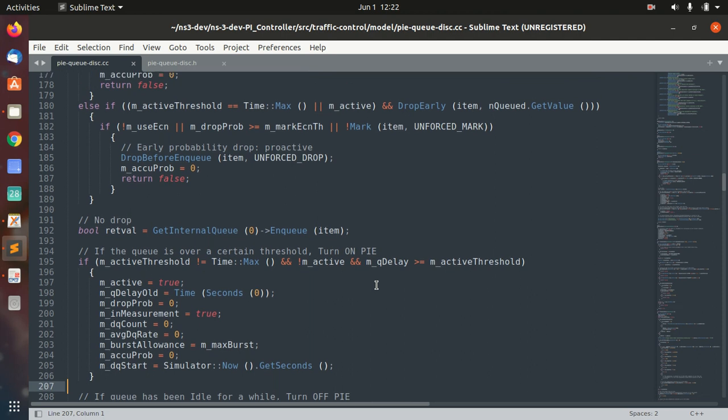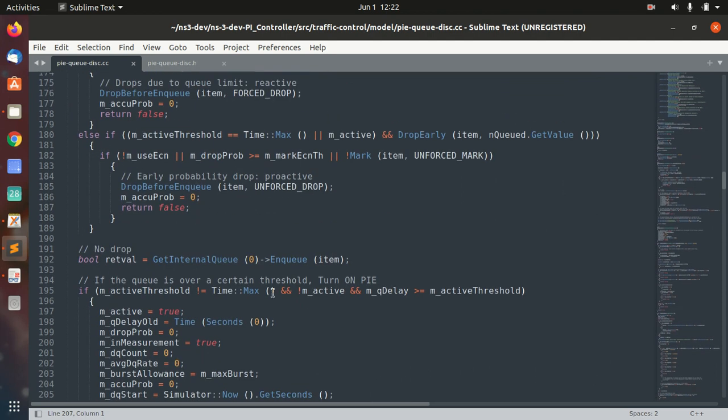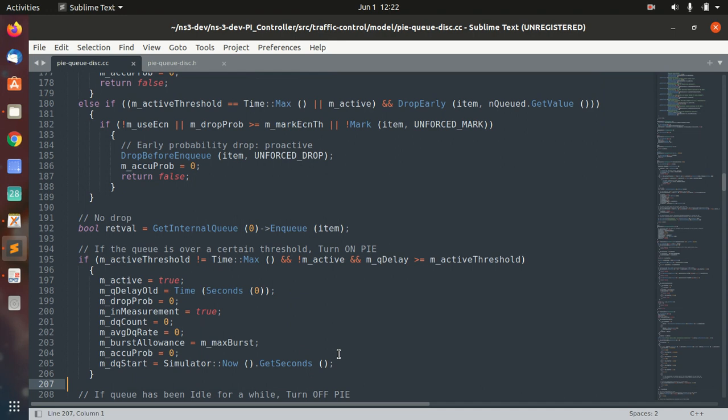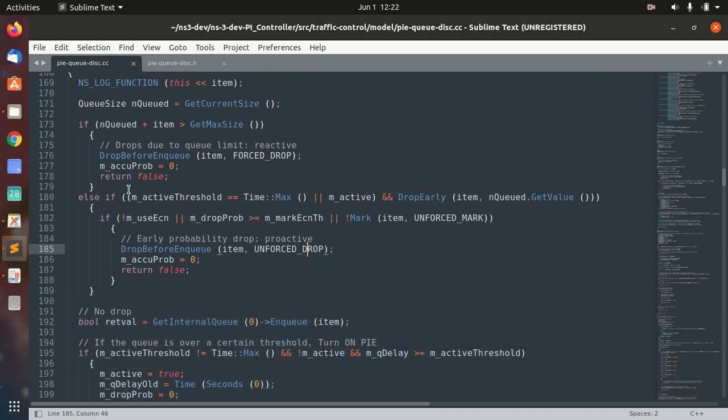Now for the first packet, it simply enqueues it, and after that it enables the PIE algorithm. For the second packet, it checks, okay, now the PIE algorithm is activated. Now it calls the drop early function to decide whether to drop the packet or not. Suppose it returns true, that the packet needs to be dropped, then it checks whether the packet can use the ECN bit or not. If it can be marked or is already marked, then we avoid dropping, otherwise we simply drop. This drop is known as an unforced drop.